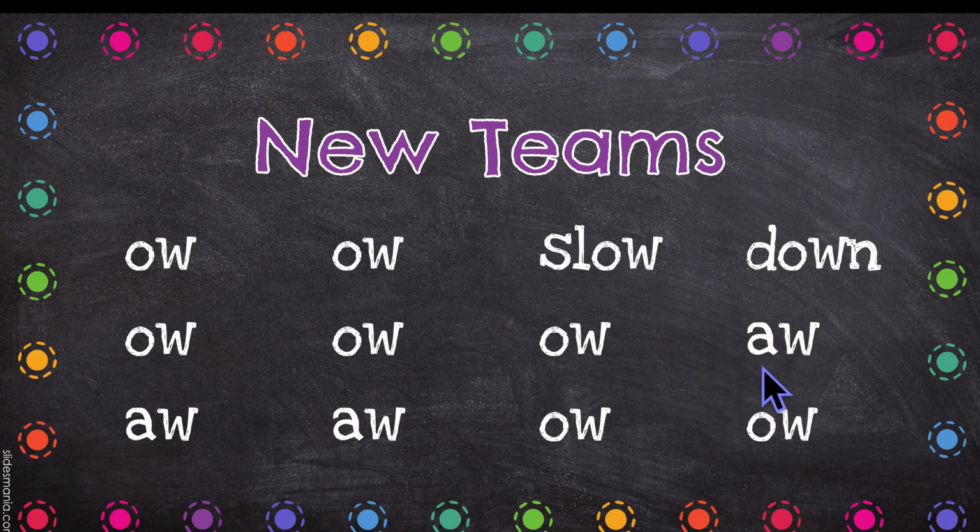Here's a new one. This one is ah. This one's easier because it only has one sound. Ah. Do you remember the two sounds of this? Oh, ow.